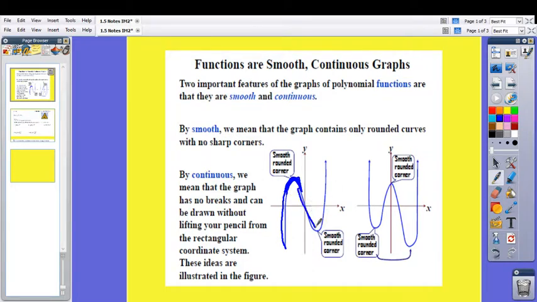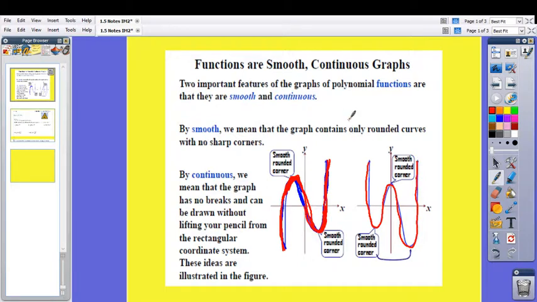And if you don't need to lift your pencil, then that means it is a continuous graph. So both things make it a function. Both of these are functions because you are not lifting up your pencil, and the corners that we have are well-rounded smooth corners.